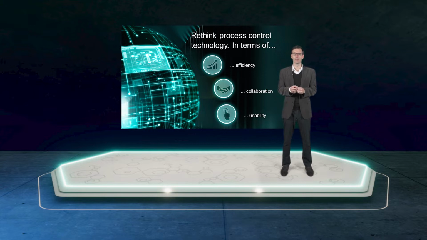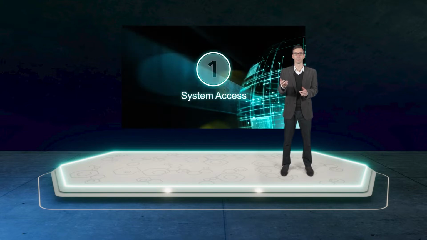SIMATIC PCS Neo is a completely web-based process control system that contributes to the future of work within engineering and operations. In times of globalization, new technologies, and worldwide allocation of resources, we must rethink process control technology as well, especially in terms of efficiency, collaboration, and usability.